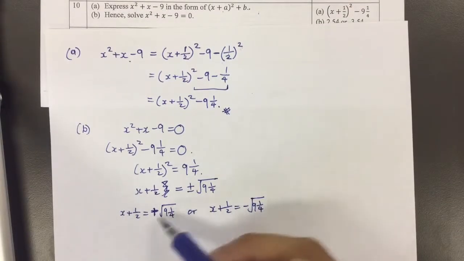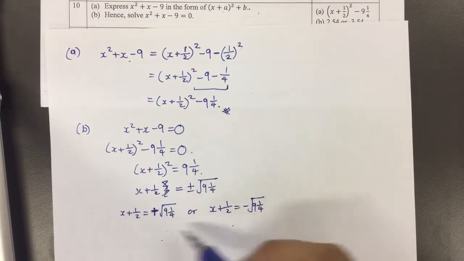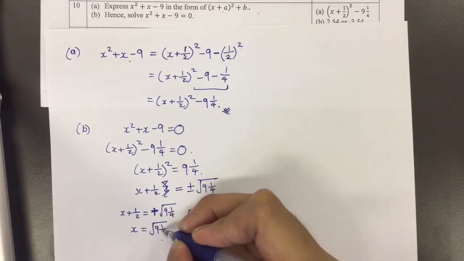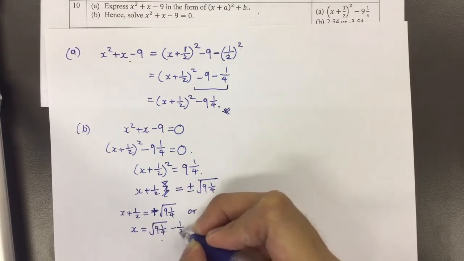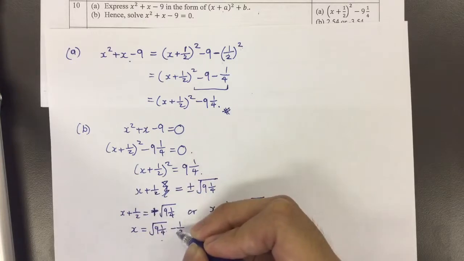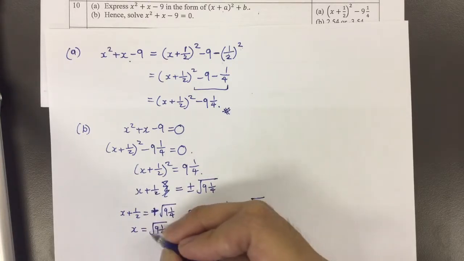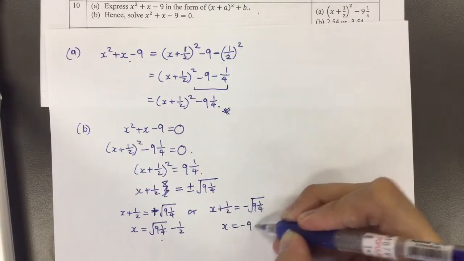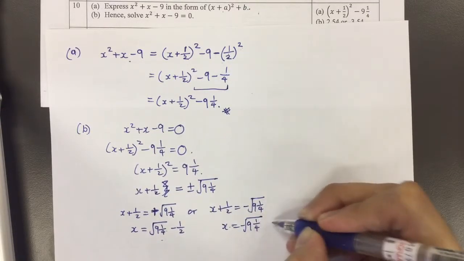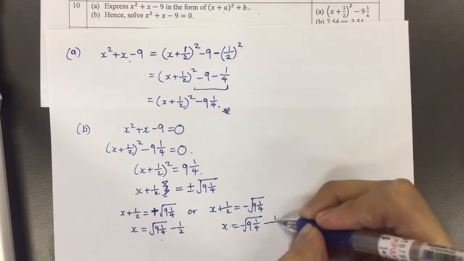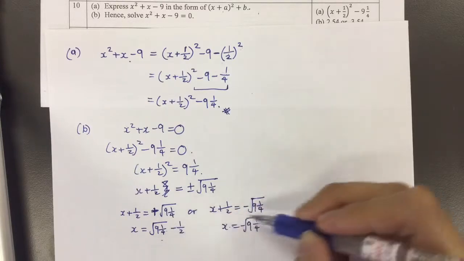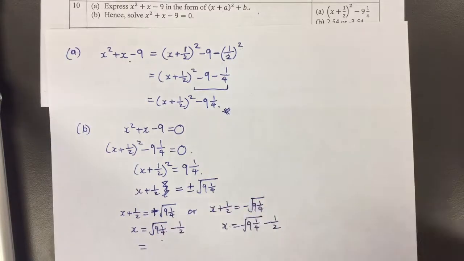Now we're going to solve these two individually and get two values of x. So this will be just the square root of 9 1/4 minus half, minus because positive half becomes negative half when I bring it over the equal sign. Similarly here, it will be negative square root of 9 1/4 minus half. What happens next is just using a calculator for the two values.